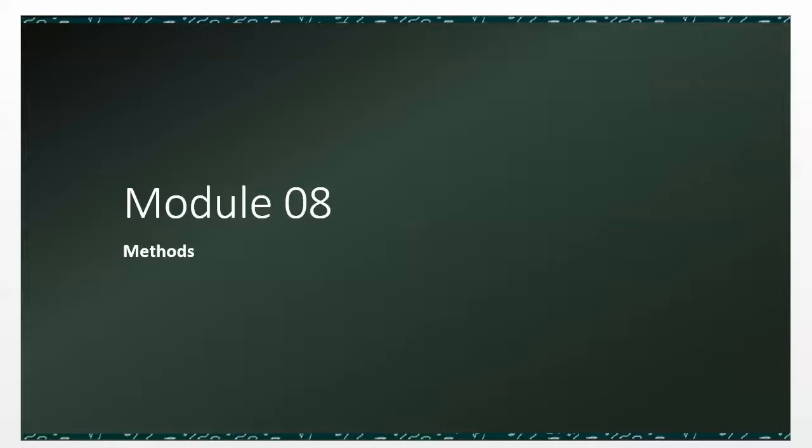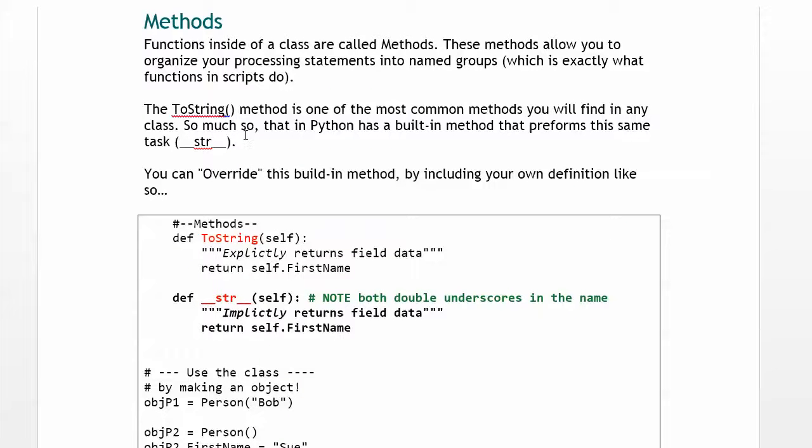In this video, I would like to talk a little bit more about methods. Methods are functions that are created inside of a class, and they, of course, allow you to organize your programming statements, just like any function does. The programming statements now will have a name, so basically you end up with a named group of statements. And the toString method is the one that we've been working with.